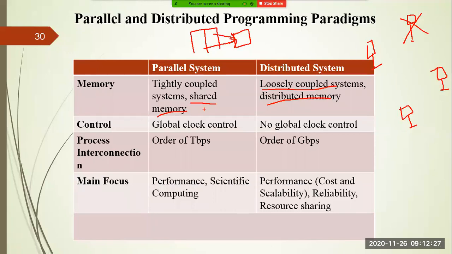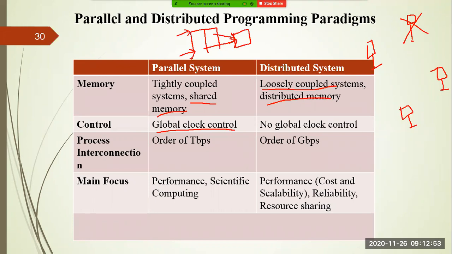Come to control. As it is present in the same location or same computer system or same workstation or same server, there is a global clock control. You can assign the first work here, you can assign the second work here, and you can monitor these works because all the things are available at a glance. But in a distributed system, there is no global clock.